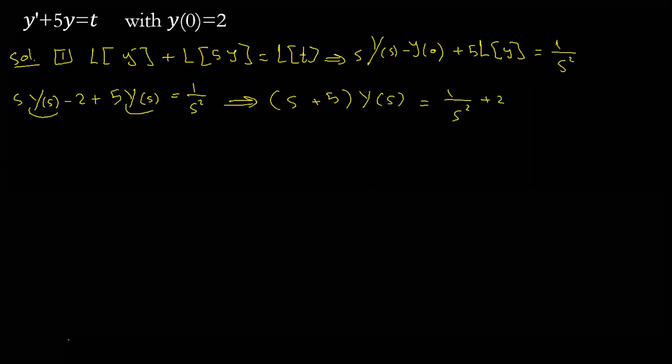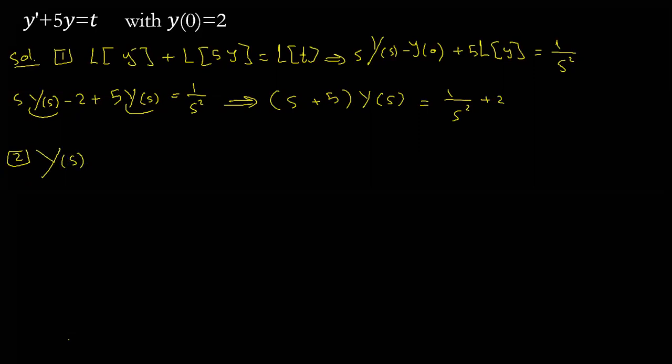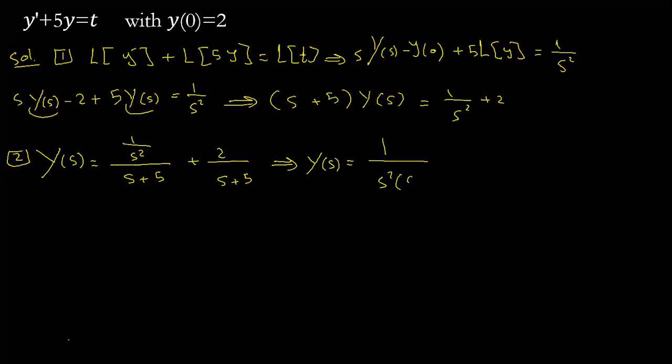Now, second step is to eliminate Y capital S. So Y capital S equals, divide by the coefficients, so it is 1 over S squared all over S plus 5, plus 2 over S plus 5. So that will give me the function Y of the variable S is equal to 1 over S squared times S plus 5, plus 2 over S plus 5. This is my Y capital of S.